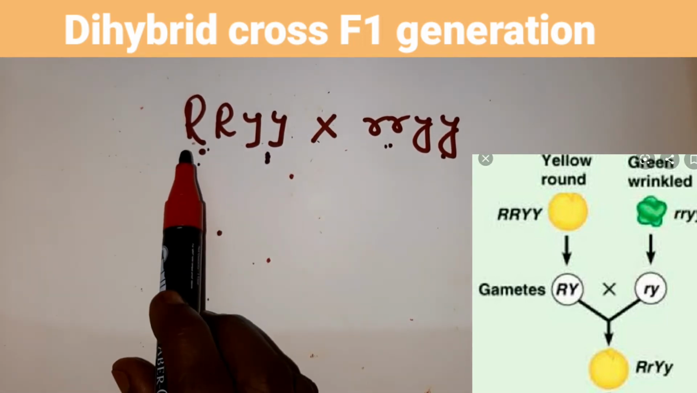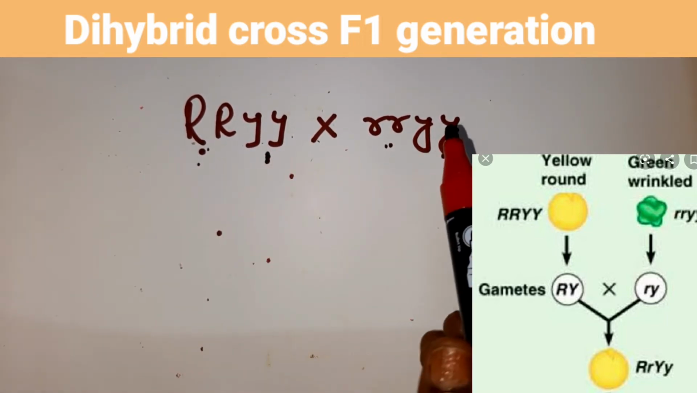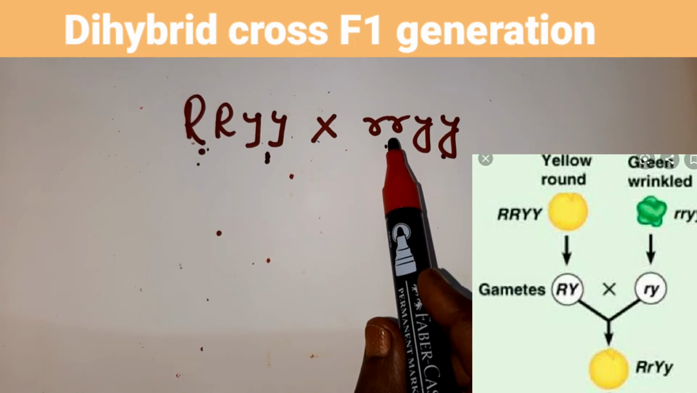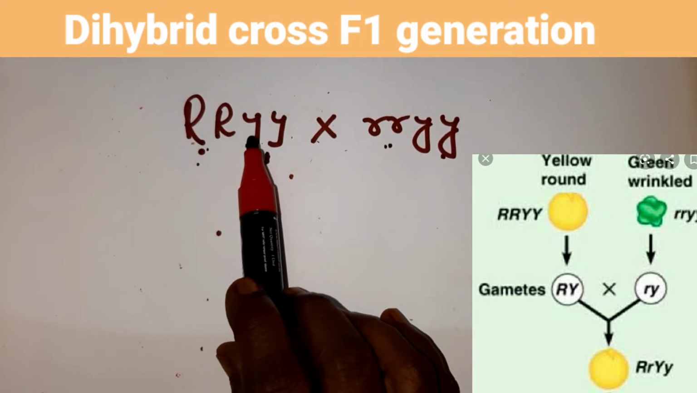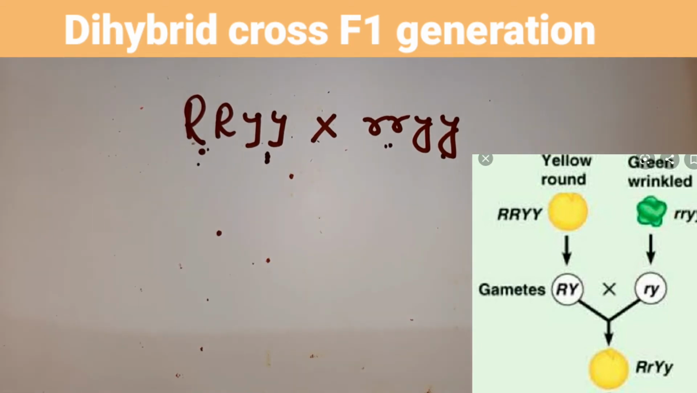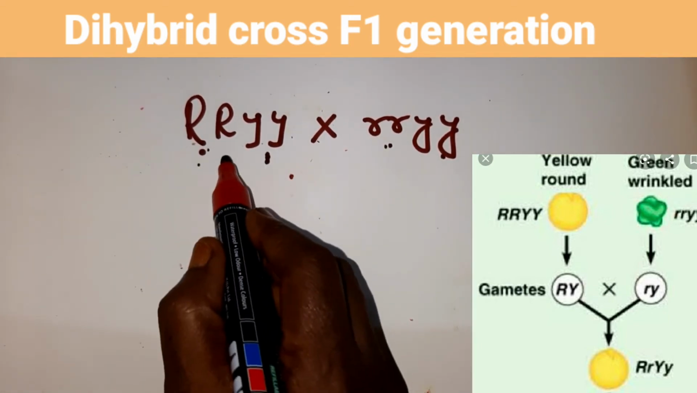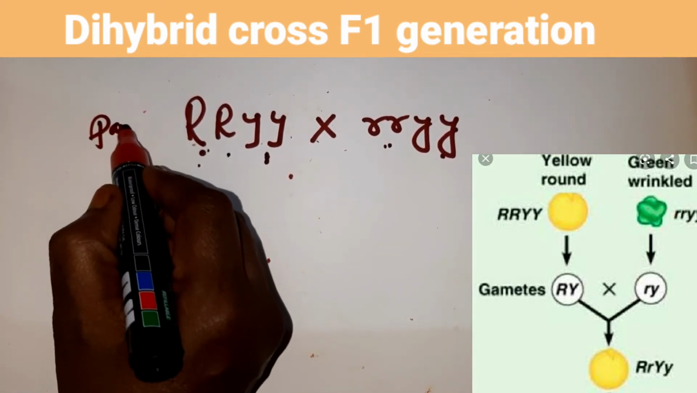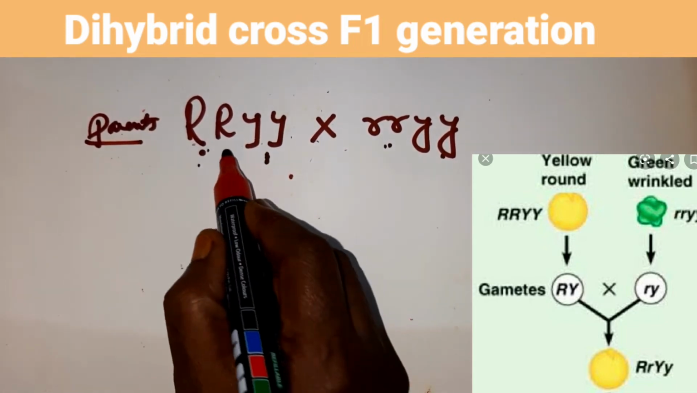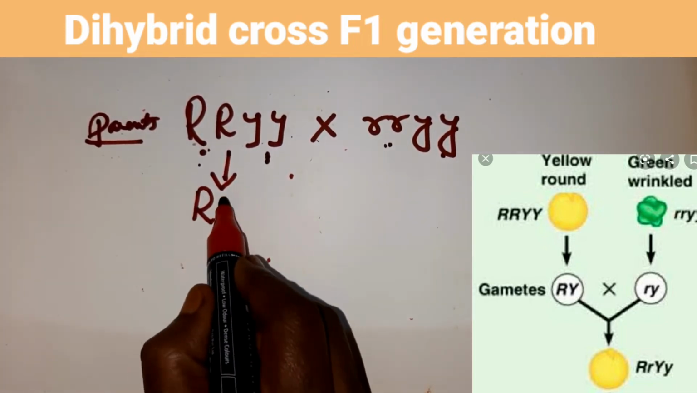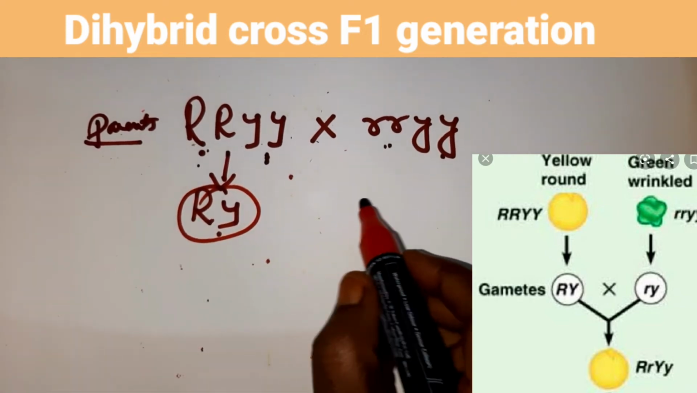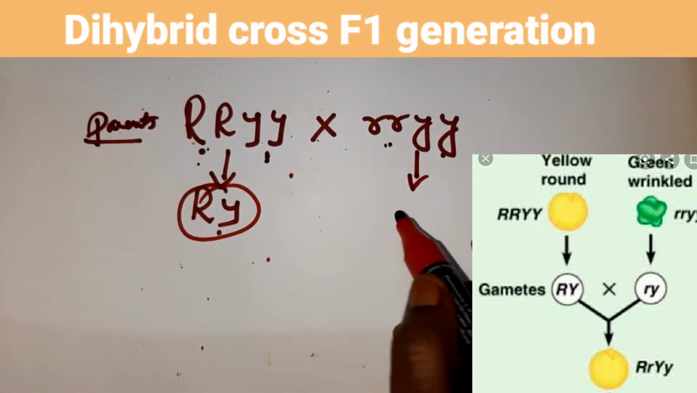So he picked round and yellow, wrinkled and green. And when he crossed, so what are the gametes? These are the parents, children. And what are the gametes, children? Round and yellow is the gamete. And here what are the gametes?